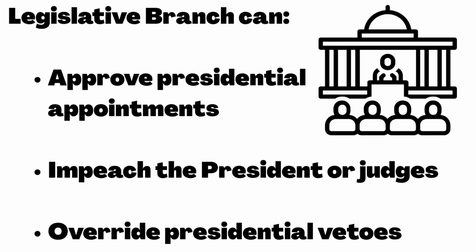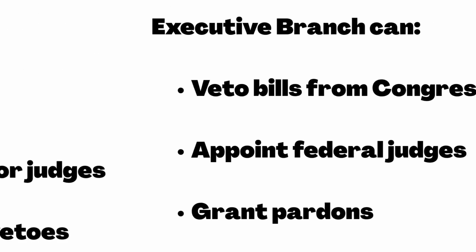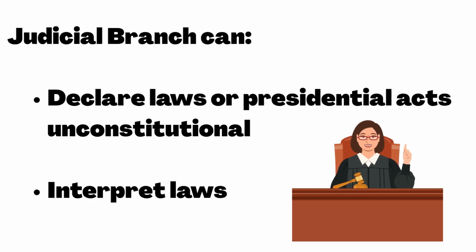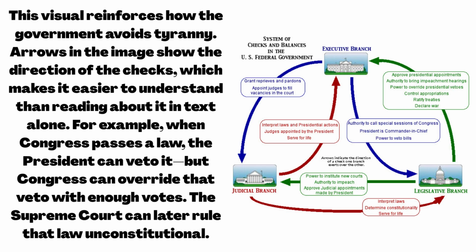Legislative branch can approve presidential appointments, impeach the president or judges, override presidential vetoes. Executive branch can veto bills from Congress, appoint federal judges, grant pardons. Judicial branch can declare laws or presidential acts unconstitutional, interpret laws. This visual reinforces how the government avoids tyranny.